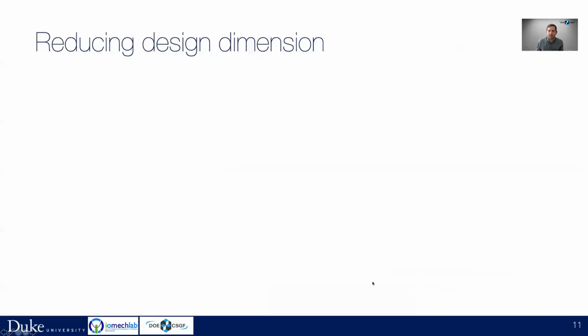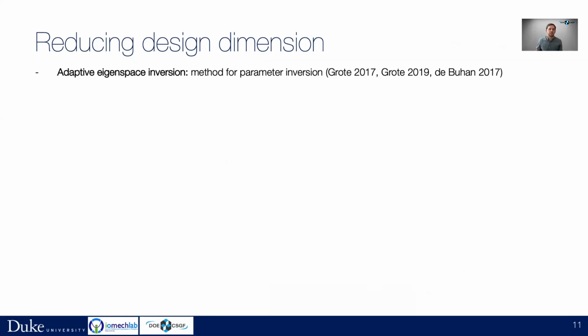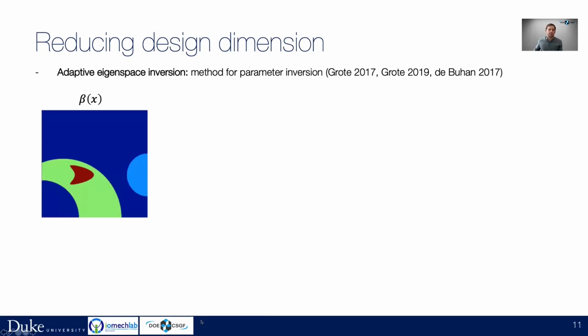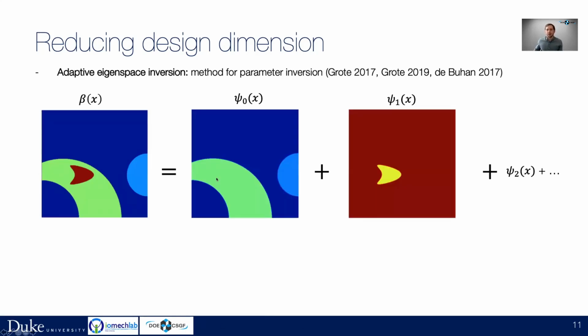Now, the second method that I'm going to present today in the remaining minutes is a technique to reduce the design dimension in topology optimization problems. And here we're going to seek inspiration from a recently developed method for parameter inversion problems called the adaptive eigenspace inversion method. And the main idea in this strategy is to represent your parameter field through a sum of few and adaptively constructed eigenfunctions of a particular elliptic operator that you define over your same design domain.